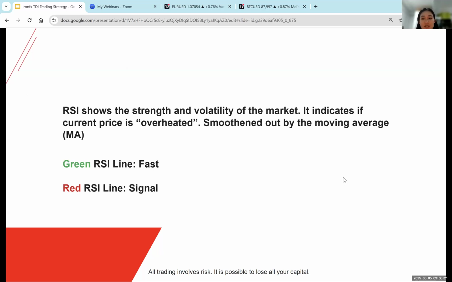So the TDI consists of three main lines, but we'll talk about the two first. The two main lines are the green RSI price line, which tracks shorter term price movement, so that's why we labeled it as the fast line. And then the red line, or your red RSI line, is the signal line. This smooths out RSI for clearer trend direction. I'll talk a bit about the blue line that I mentioned earlier in a little bit as well, but that's basically our market baseline, and it shows just the overall market sentiment.